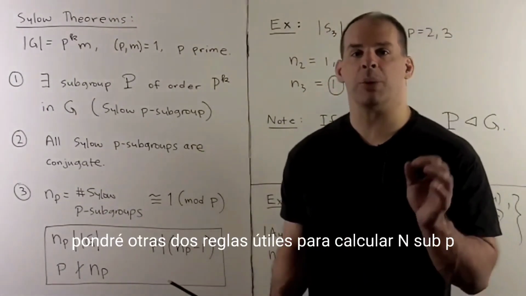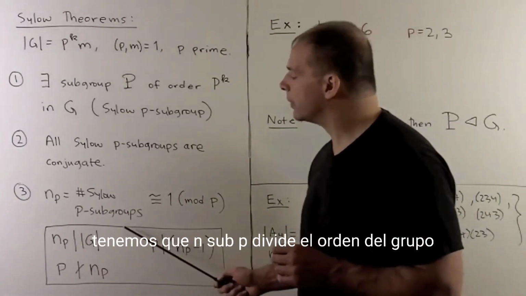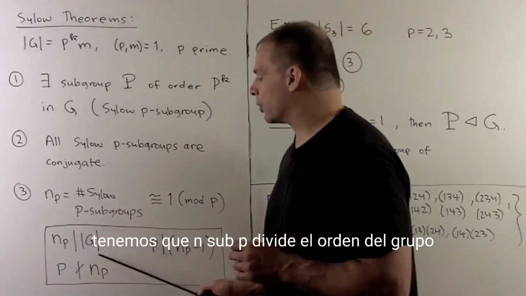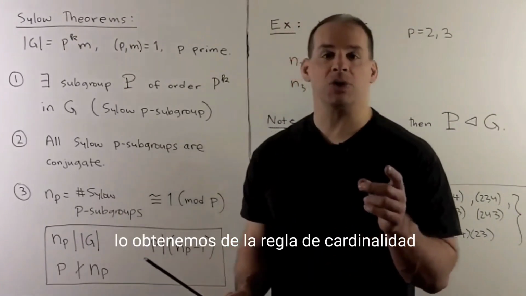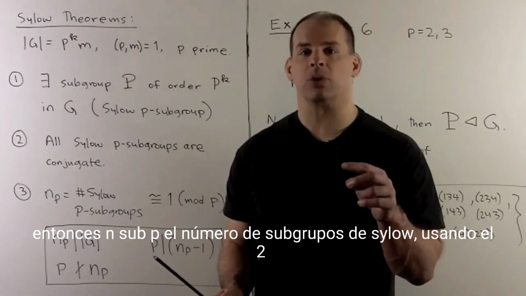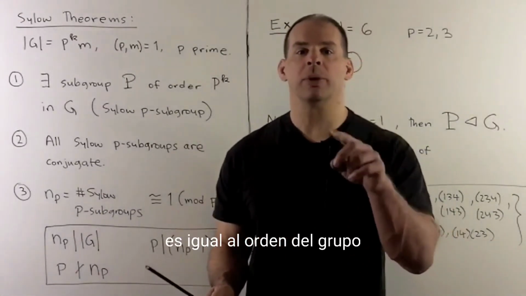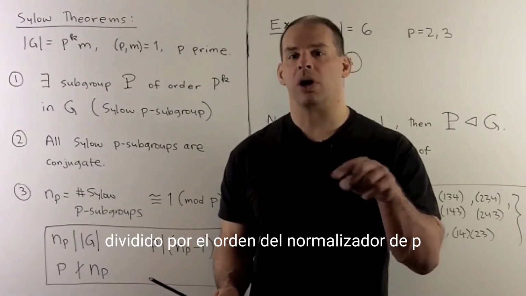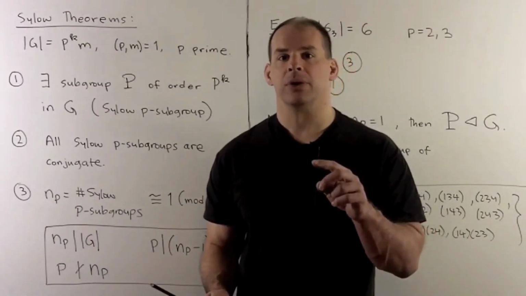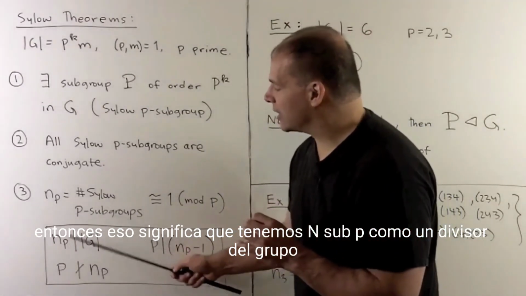For convenience, I'll put 2 other helpful rules for calculating n sub p here. We have that n sub p divides the order of the group. That just follows from the cardinality rule. So n sub p, the number of Sylow p subgroups, using 2, is equal to the order of the group divided by the order of the normalizer of P. So that means we have n sub p as a divisor of the order of the group.